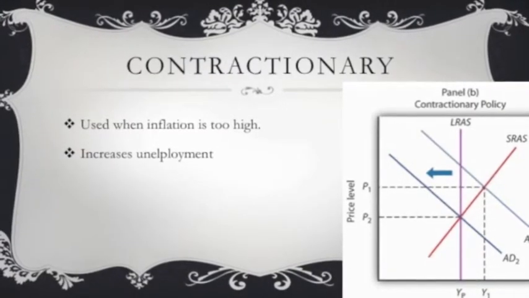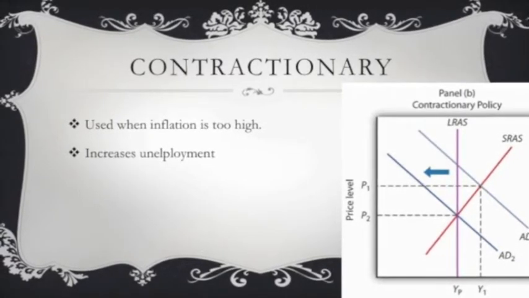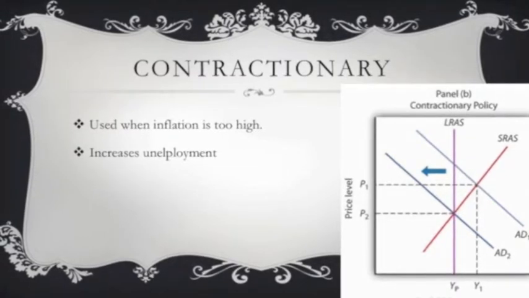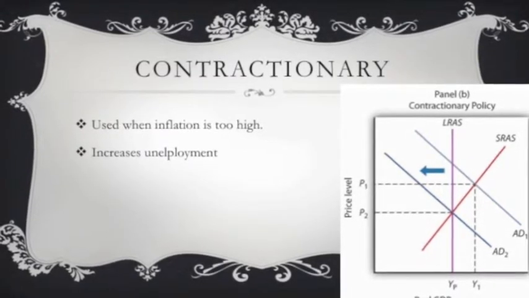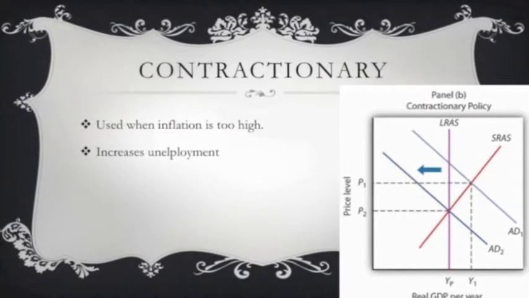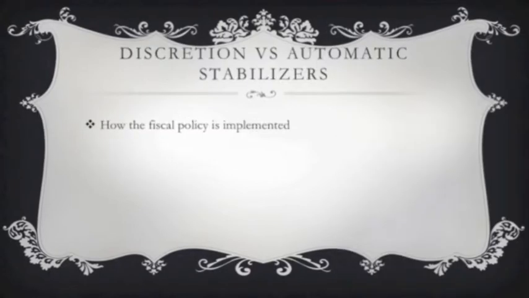A contractionary policy is used when aggregate demand is too high, causing inflation. Price levels will go back down, yet unemployment goes up. Seen in the graph on the right, a contractionary policy is used. Aggregate demand is back to the long-run equilibrium, yet GDP and price levels have gone down.